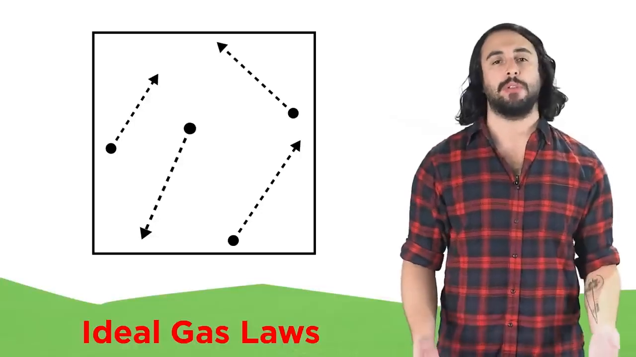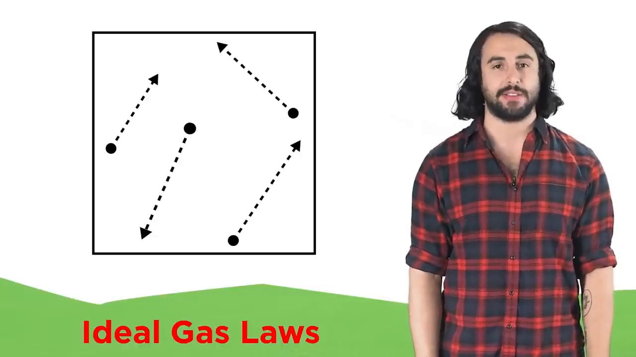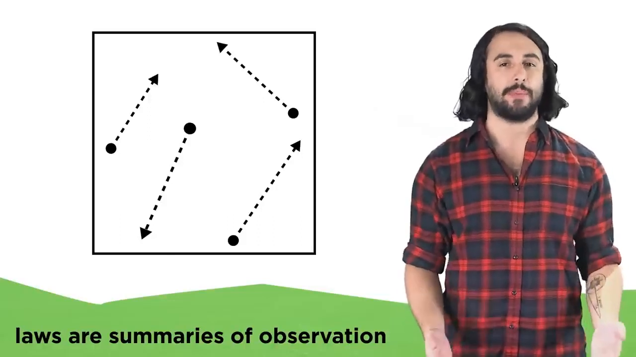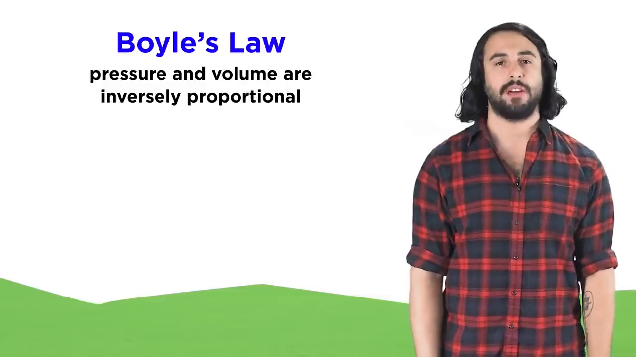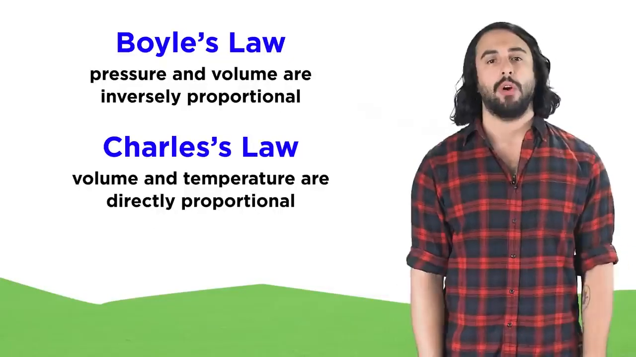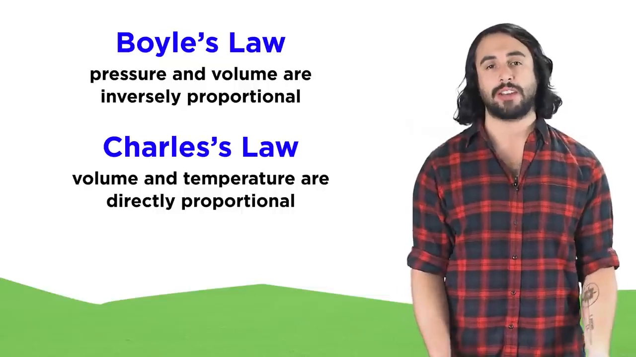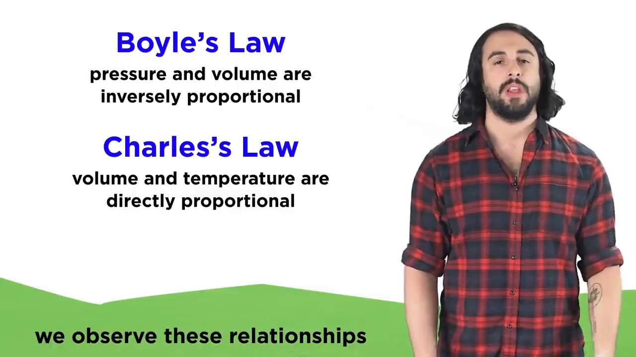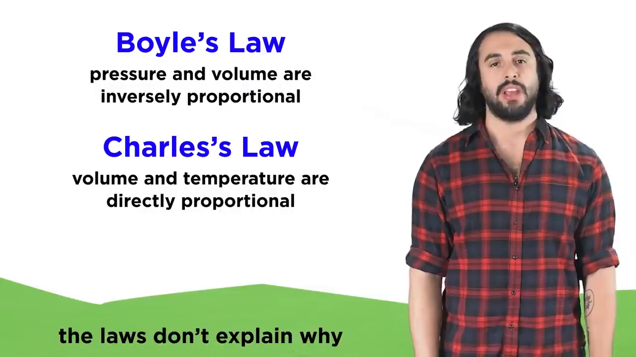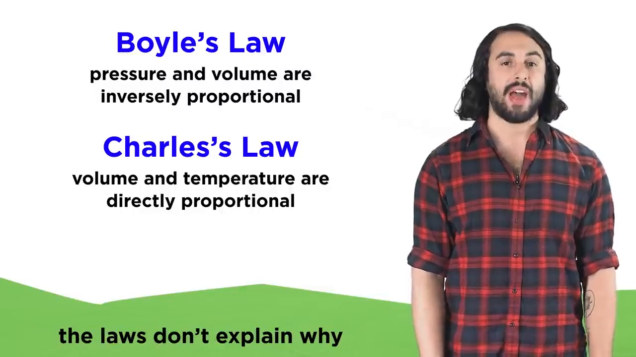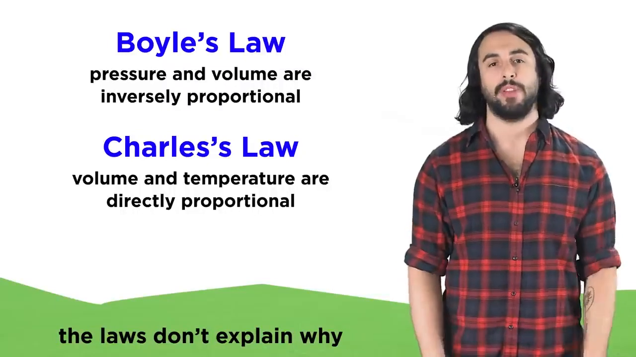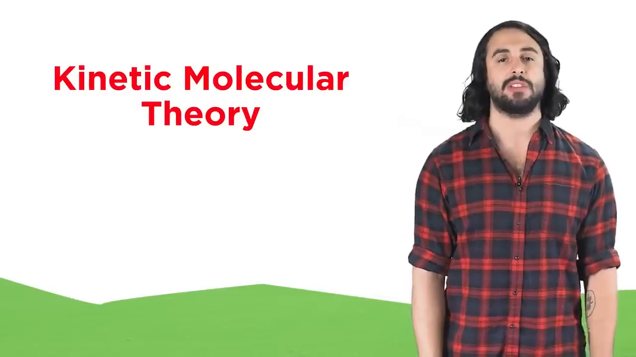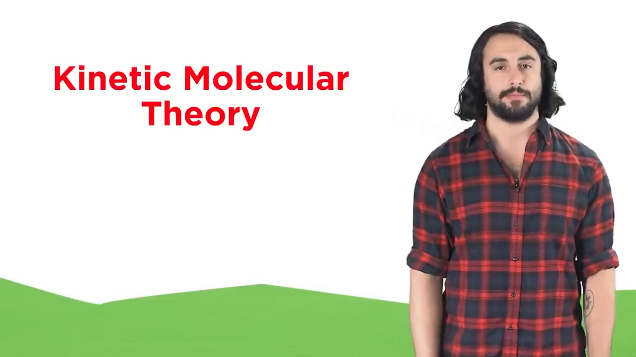We have learned about different laws that can be applied to ideal gases. Like any laws, these ideal gas laws are merely summaries of observations, such as the way pressure and volume are inversely proportional, or the way volume and temperature are directly proportional. We observe these relationships to always be true, but again, just like any other law, it does not explain why. For that, we are going to need something more powerful. We need a theory. And the theory that explains the behavior of gases is called kinetic molecular theory.